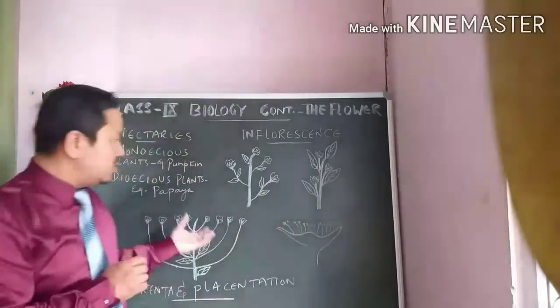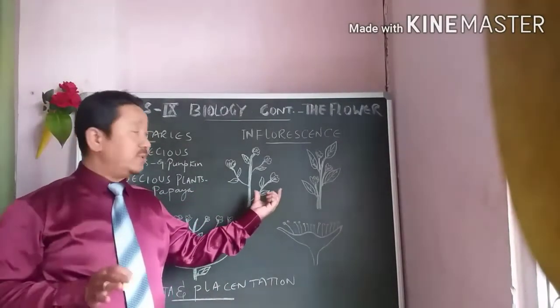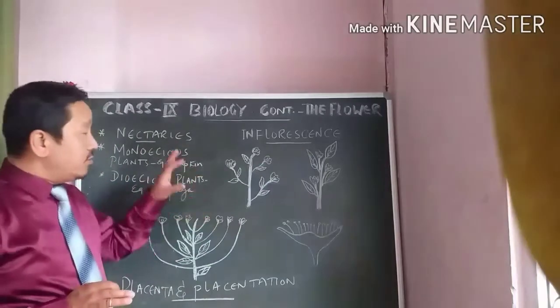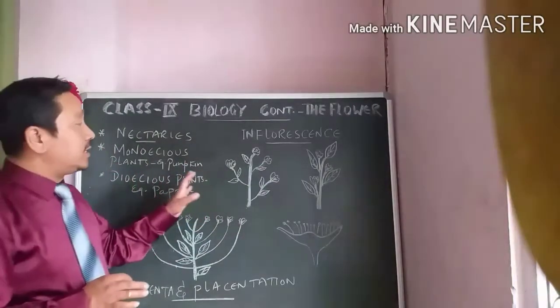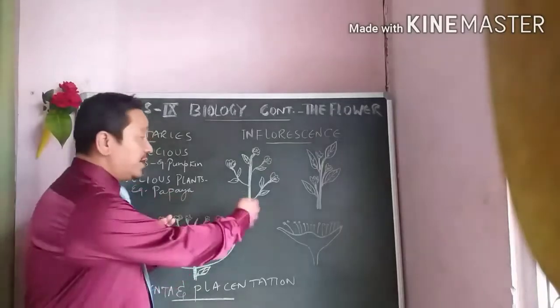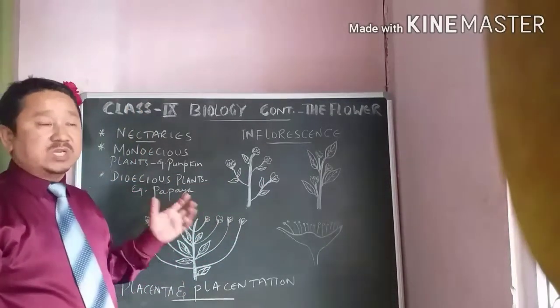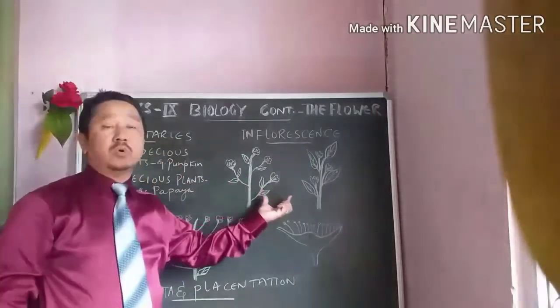So here I have drawn 4 different kinds of inflorescences. Here you see the arrangement of the flowers is different. 4 different kinds of arrangements you find here, which means 4 different kinds of inflorescences.